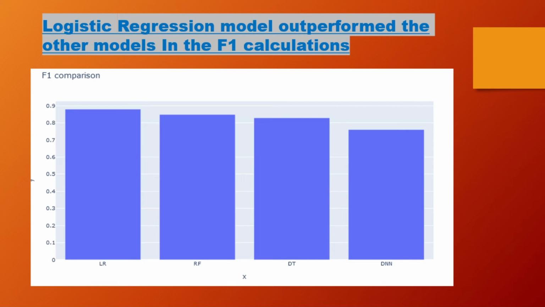So what an F1 score essentially is, it takes the combined precision and recall of a classifier into a single metric by taking their harmonic mean. We can clearly see that the logistic regression model outperformed the other models in the F1 calculations. The metric indicates overall predictive performance.